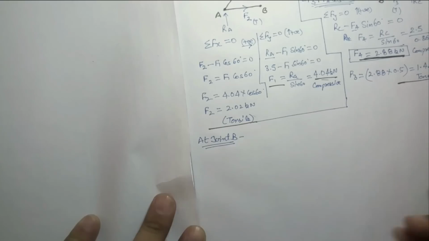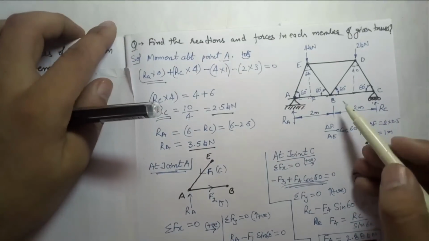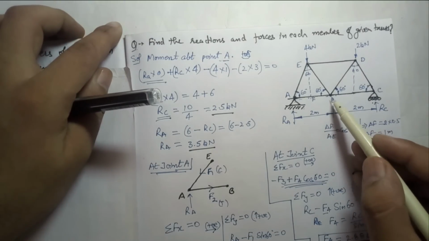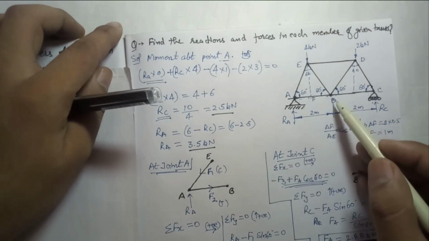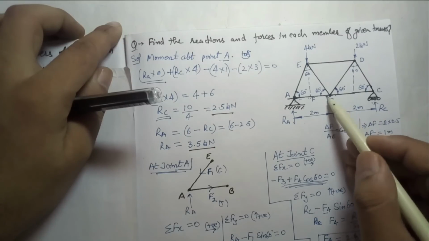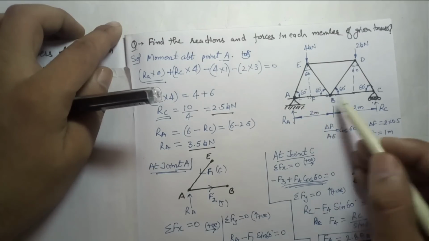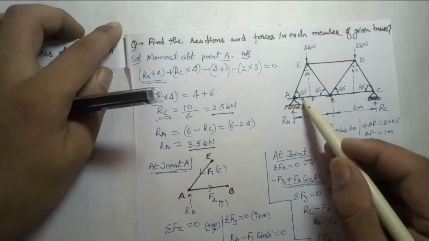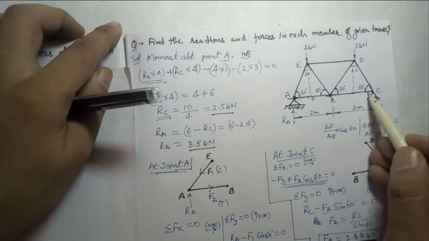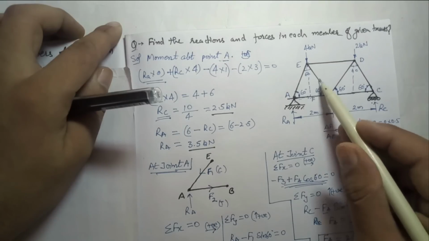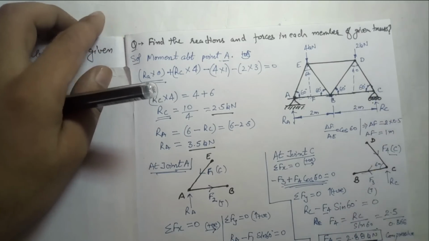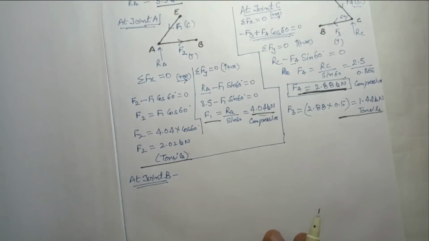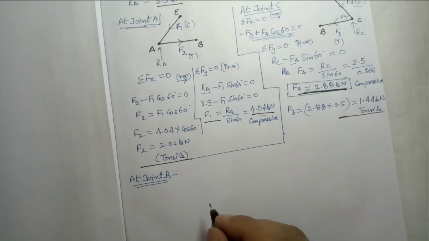Now can I take joint B? Try to see, can I take joint B? Why I can take it and why I have not taken it earlier? If I start with B in the first case, B is having 1, 2, 3, 4 unknown forces, so that is why I was not taking B. Now here we know the value of force in this, we know the value of force in this, so we can take B because only 2 unknown forces are there. So always remember, do not take that joint which is having more than 2 unknown values. At joint B, let's see.